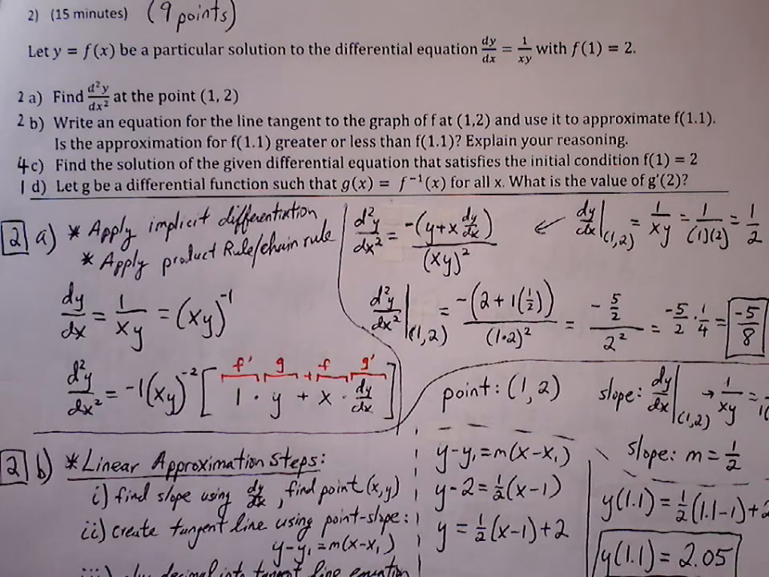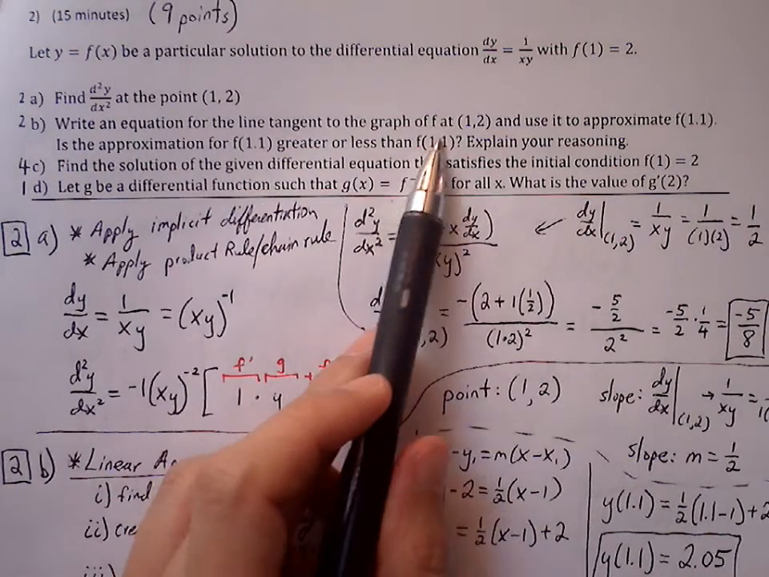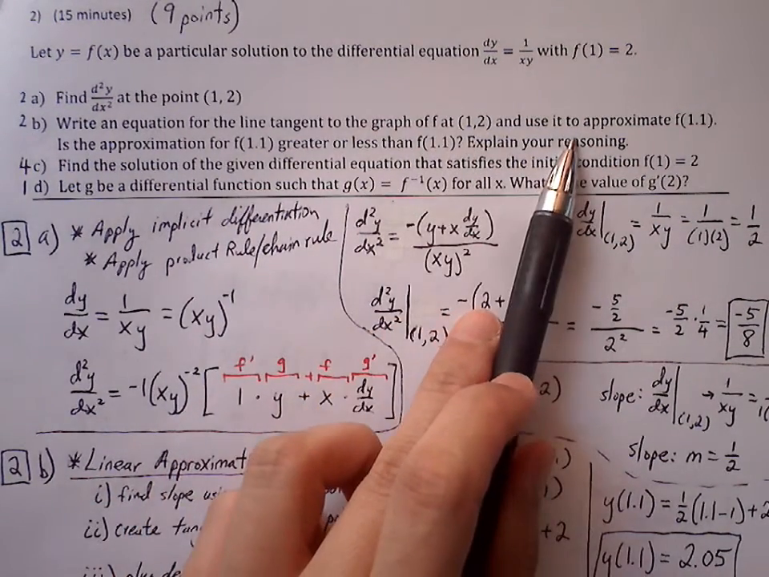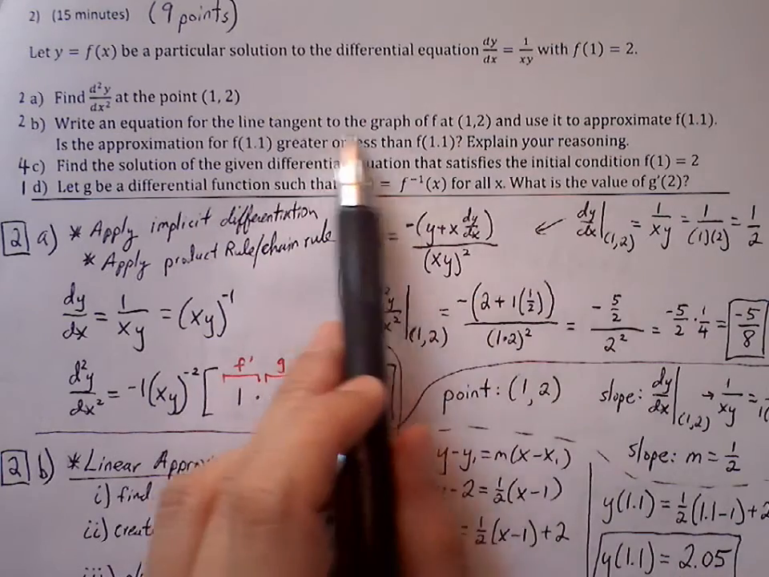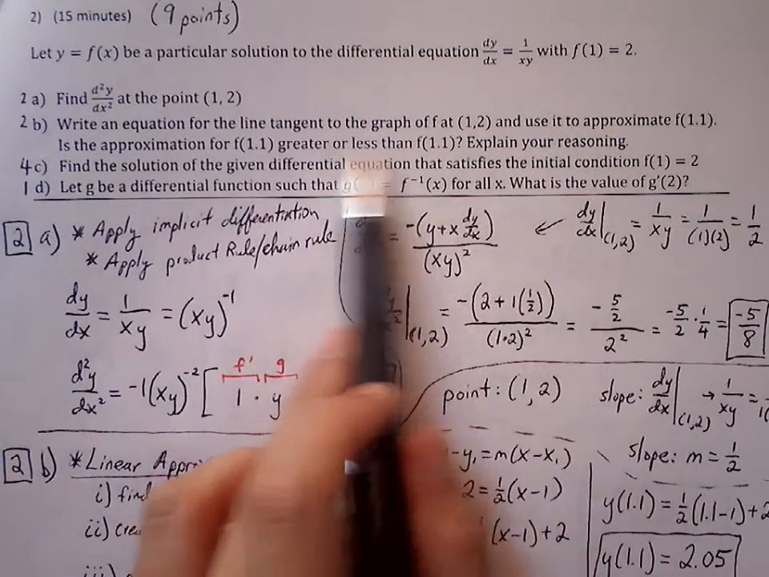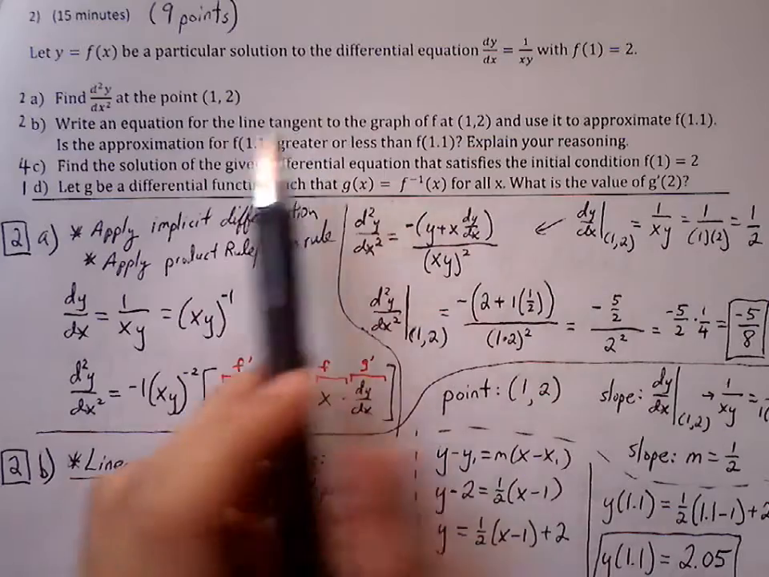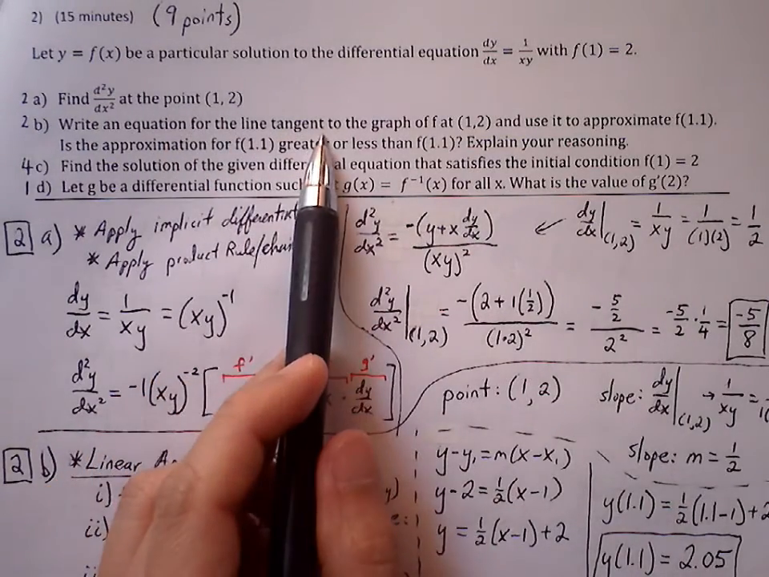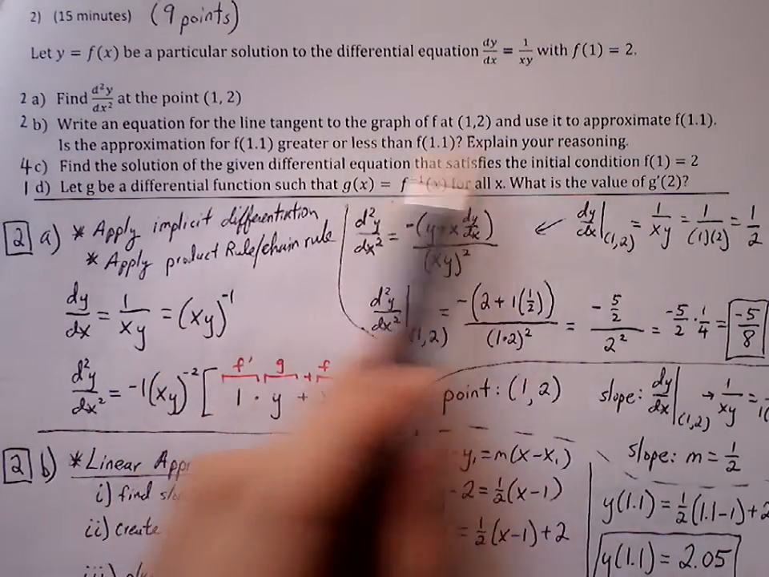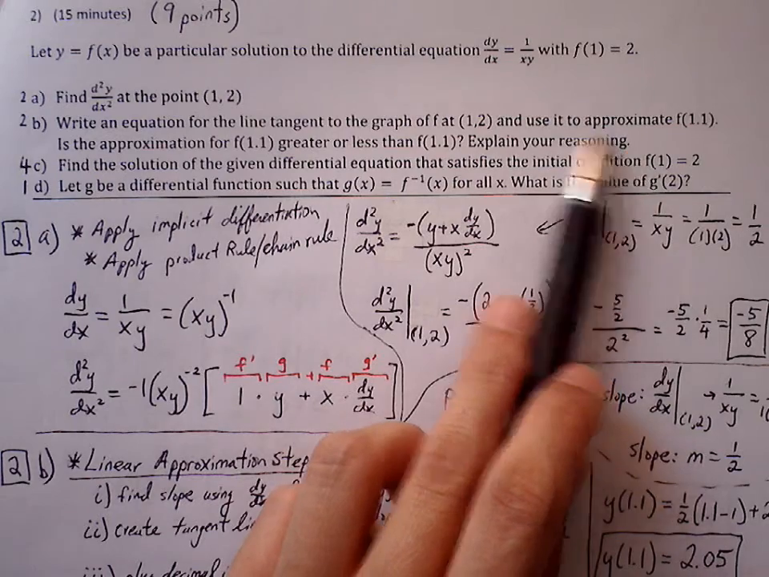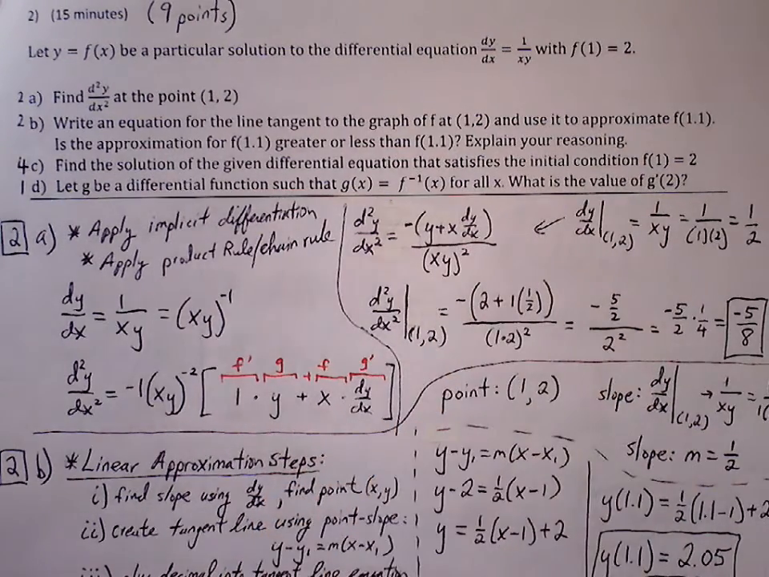Part B, write an equation for the line tangent to the graph of f at (1, 2) and use it to approximate f of 1.1. So this is a linear approximation. With linear approximation, we're going to first find the tangent line equation, and then once we have that tangent line equation, we can put that decimal in to get that approximation.